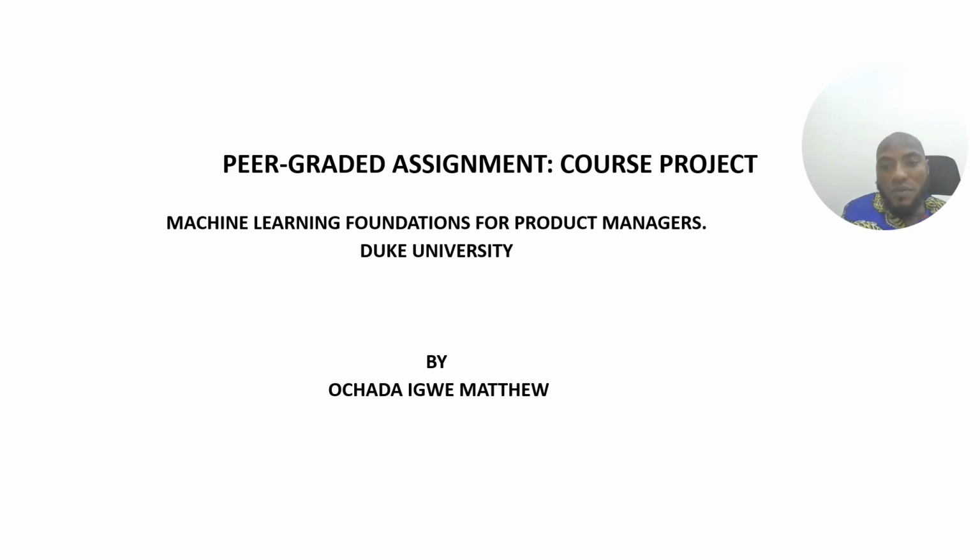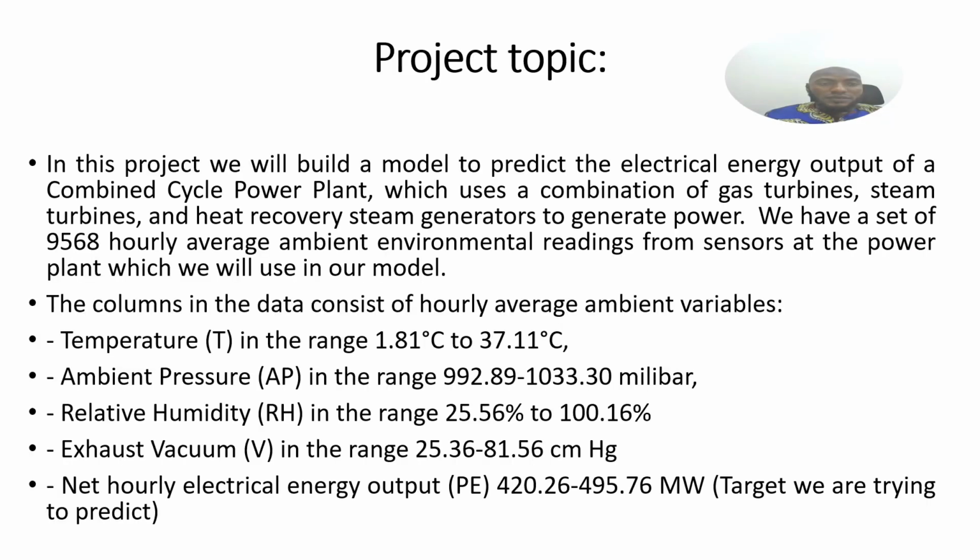In this video, I'll be making a presentation on the peer review graded assignment course project on Machine Learning Foundations for Project Managers offered by Duke University on Coursera. In this project, we were given a model to predict the electric energy output of a combined cycle power plant, which uses a combination of gas turbines, steam turbines, and heat recovery steam generator to generate power.